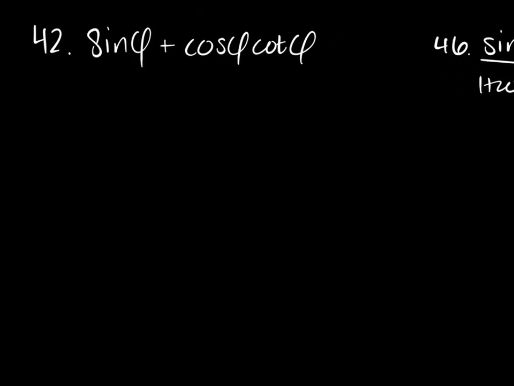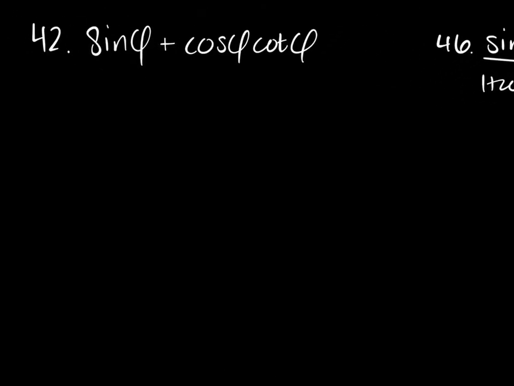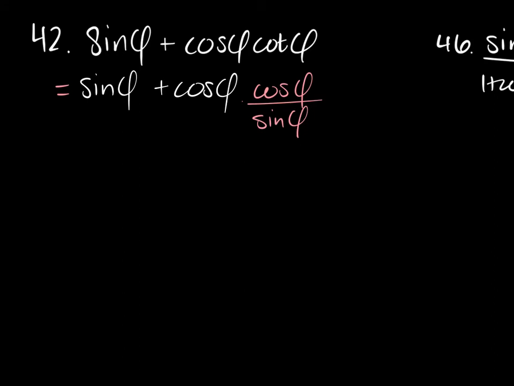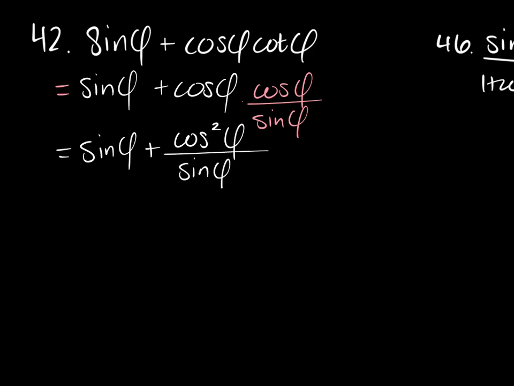Okay, so in 42, they give us the expression sine of phi plus cosine of phi times cotangent of phi. So first thing I'm going to do is use a reciprocal identity to change cotangent of phi into terms of sines and cosines, just because I think that's going to be the most beneficial in helping me simplify my expression. Okay, so we're going to simplify now that we've changed it to cosine phi over sine phi. So we've got sine of phi plus cosine squared of phi over sine of phi.